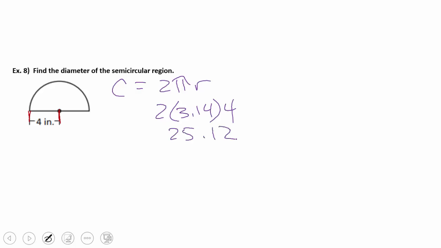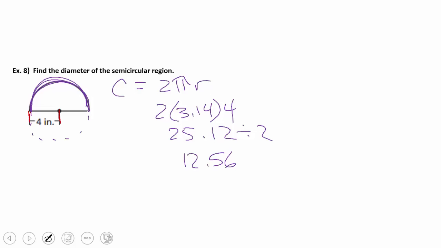Well, that's the distance of what would be an entire circle. We don't want that. We only want half. So we're going to divide that by 2, and we get 12.56. It's still not the complete answer we're looking for. That only gives us this purple circular part, and we need to find the straight distance, the diameter distance.